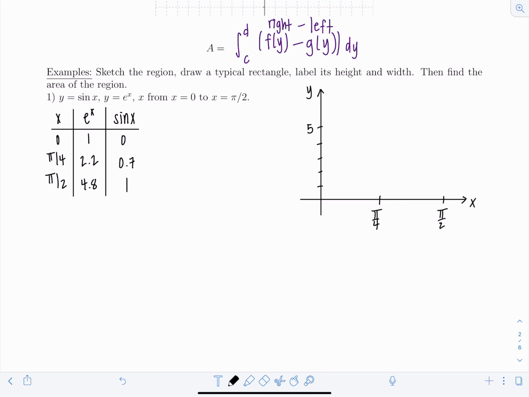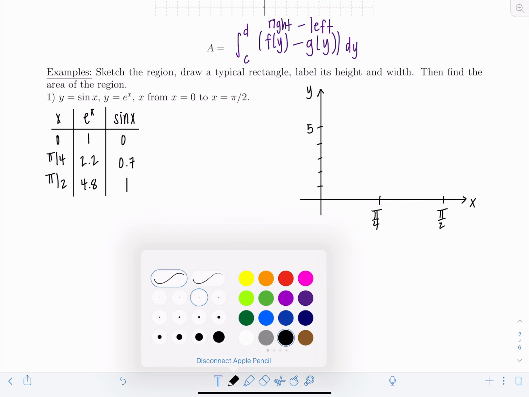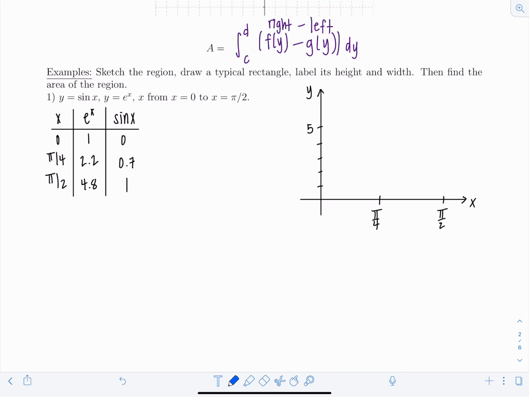Okay, so let's start off. Let's graph e to the x, and I will graph it in light blue. So when x is 0, e to the x is 1. At pi over 4, it's 2.2, so 2 and a wee bit more. And then at pi over 2, it's equal to 4.8. Okay, so here's e to the x, just a little sliver of it.